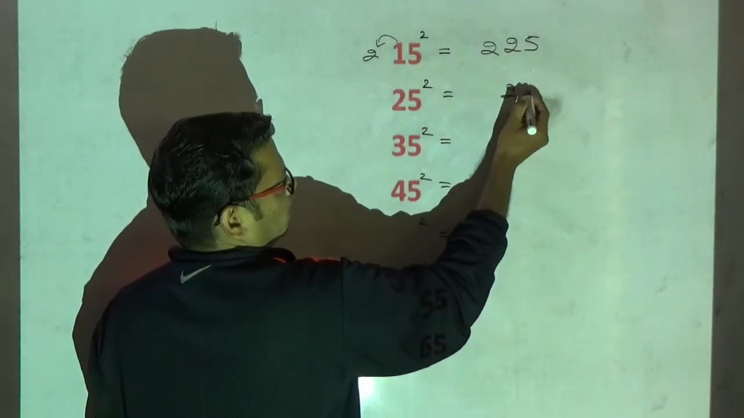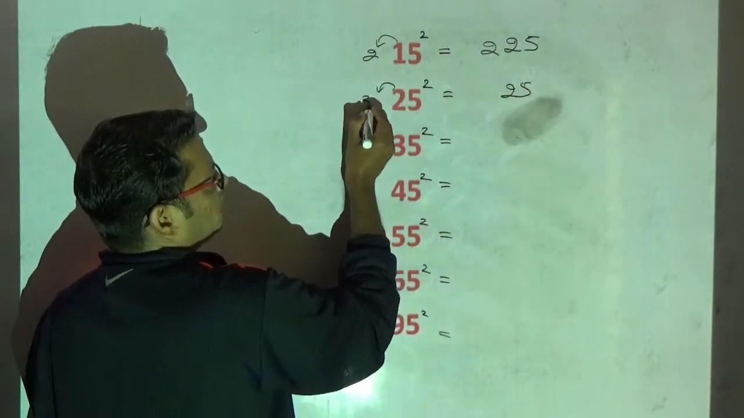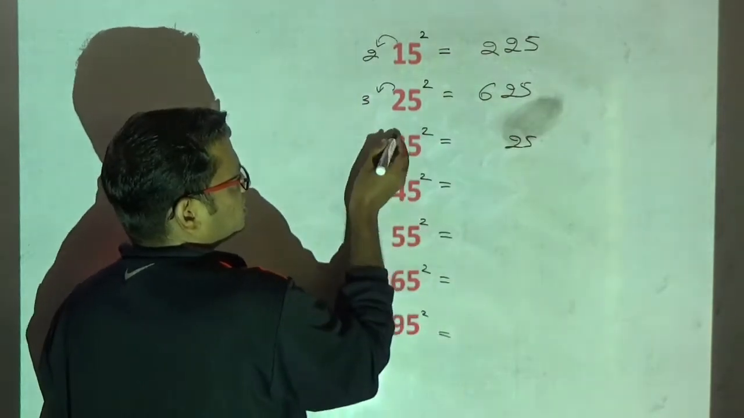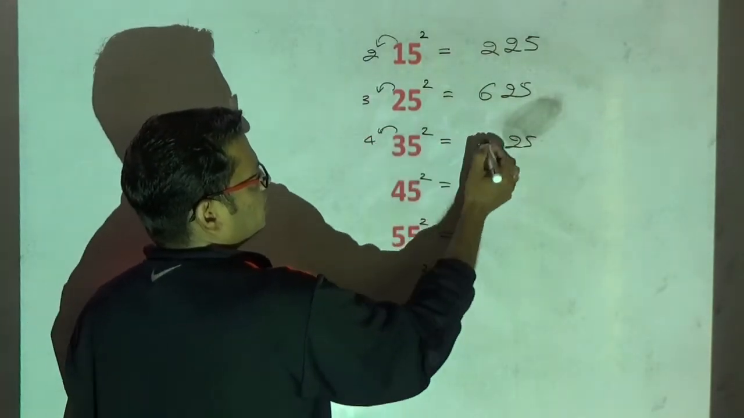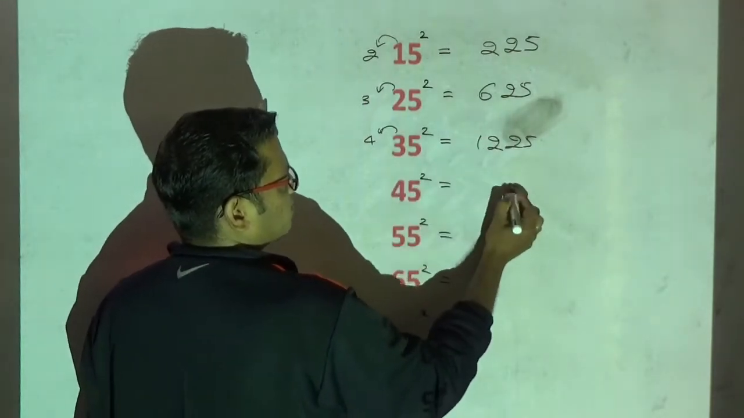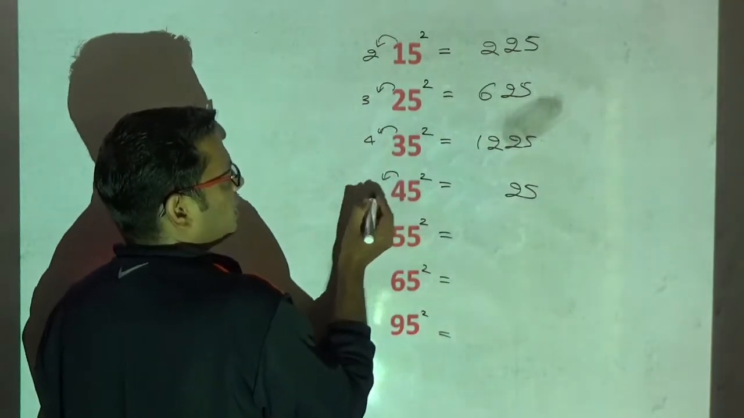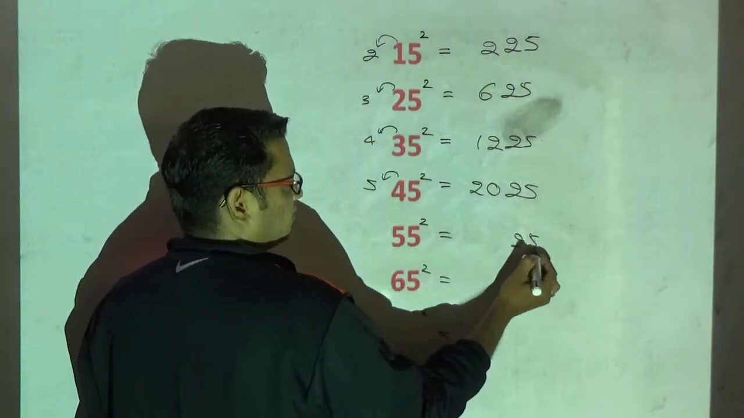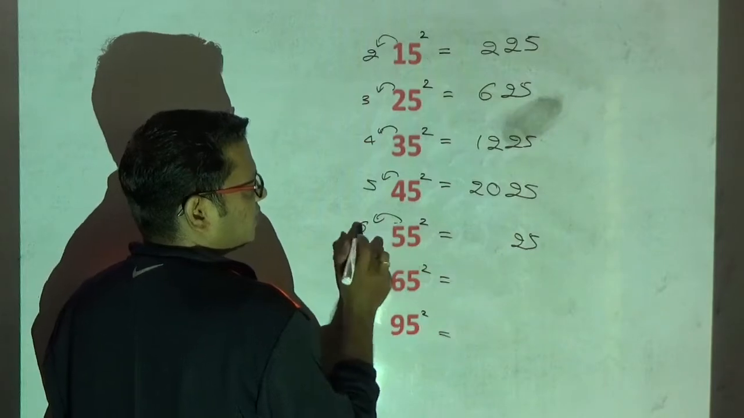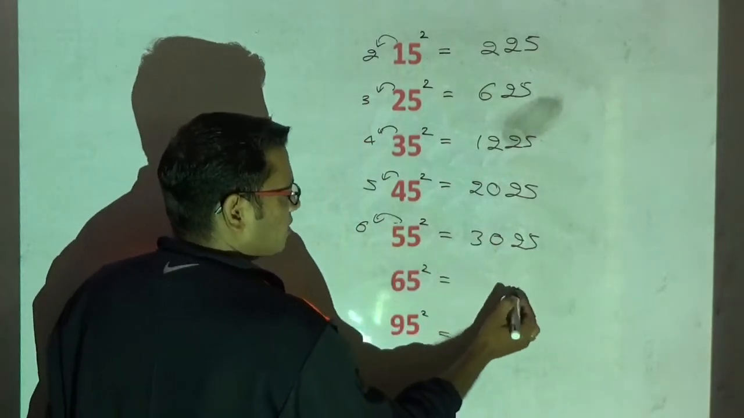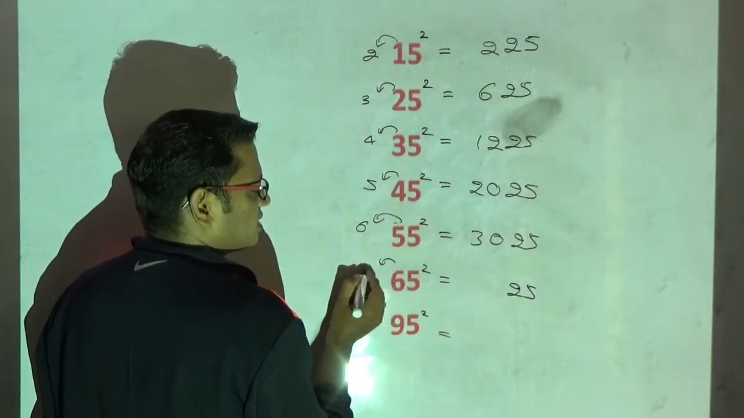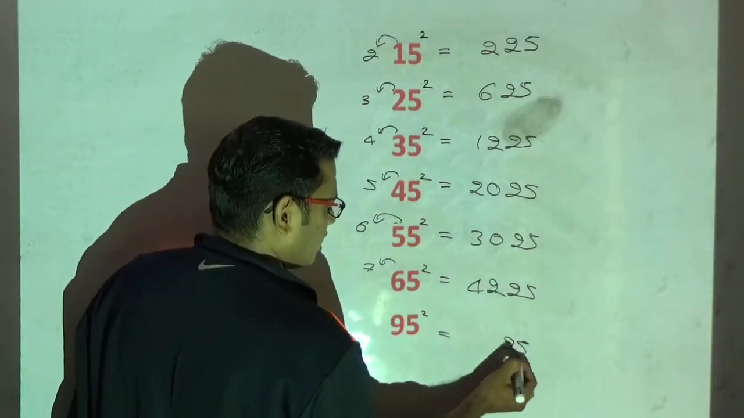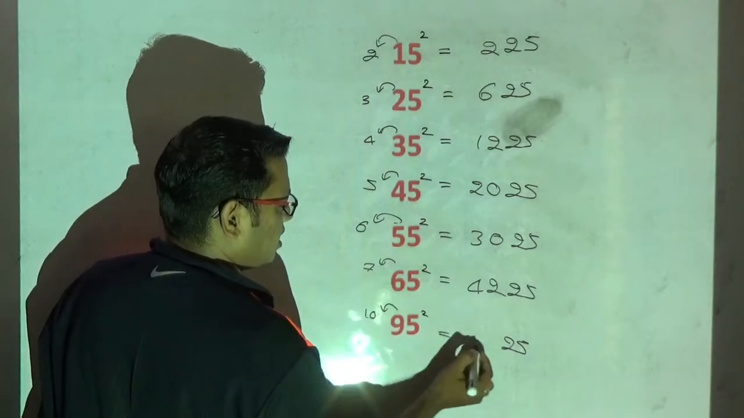5 square, 25. What is the next number of 2? 3. 3 2s is what? 6. Next, 5 square, 25. What is the next number of 3? 4. 4 3s is what? 12. Similarly 5 square 25. Next number is what? 5. 5 4s 20. Next 5 square 25. Next number is 6. 6 5s is what? 30. Here 5 square 25. Next number is 7. 6 7s is what? 42. Here 5 square 25. Next number is 10. 10 9s is what? 90.